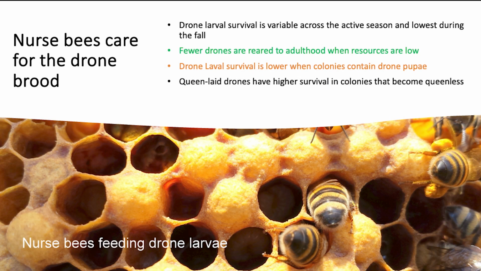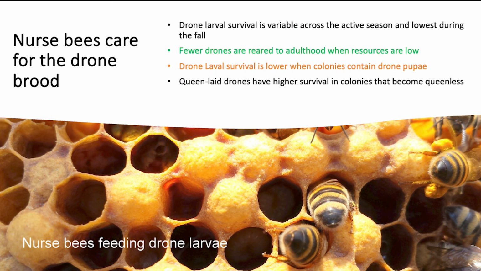Now we're back to the workers in step 4. The workers have to care for the developing larva. Now, believe it or not, drone survival is variable across the year, but it is lowest during the fall. So again, time of year plays a role in drone survival. They're more likely to survive to adulthood in spring and early summer. Very least likely to survive to adulthood, if they're even laid, in the fall.